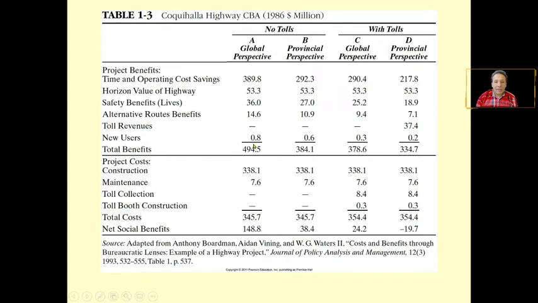You can see from this project that with no tolls is the best project, yes, rendering 148.8 in terms of millions in terms of benefits, and from the provincial perspective 38.4. With tolls, the project is not likely to be conducted if we have the provincial perspective, as the net social benefits are negative.